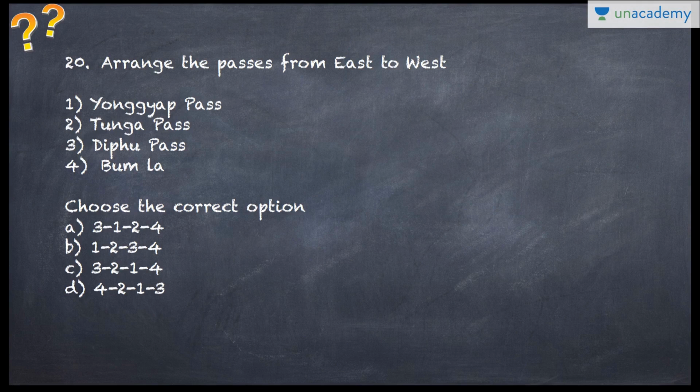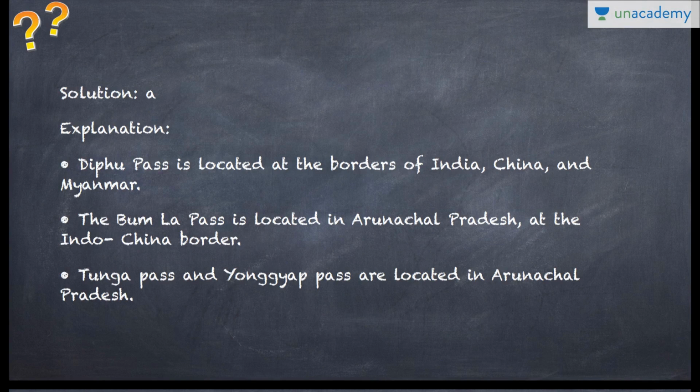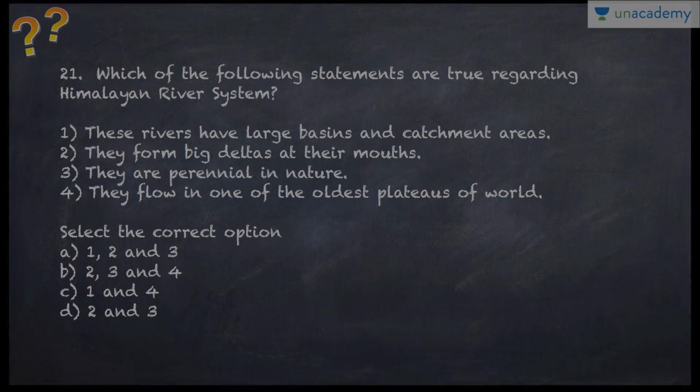Now, let's take the 20th question. This is a very factual question. So let's pause, and please take your atlas and find where these passes are. There's Yonggyap Pass, Tunga Pass, Dipu Pass, and Bumla Pass. The answer here would be A, because Dipu Pass is the one between the borders of India, China and Myanmar, and Bumla Pass is in Arunachal Pradesh itself, on the Indo-China border. Tunga Pass and Yonggyap Pass are also in Arunachal Pradesh. Very factual questions. Please do look into it.